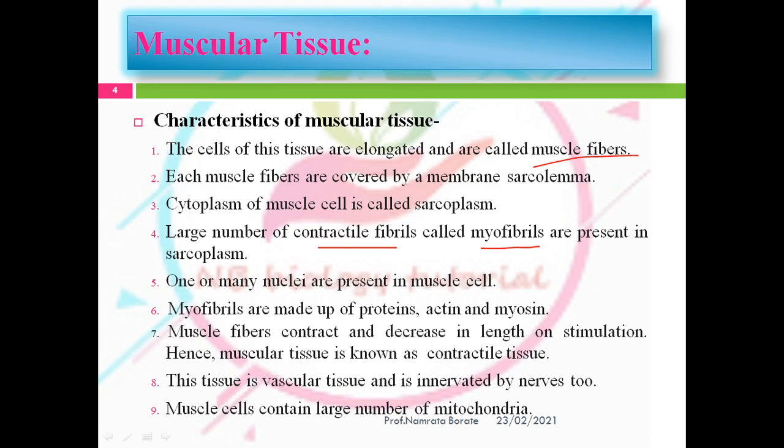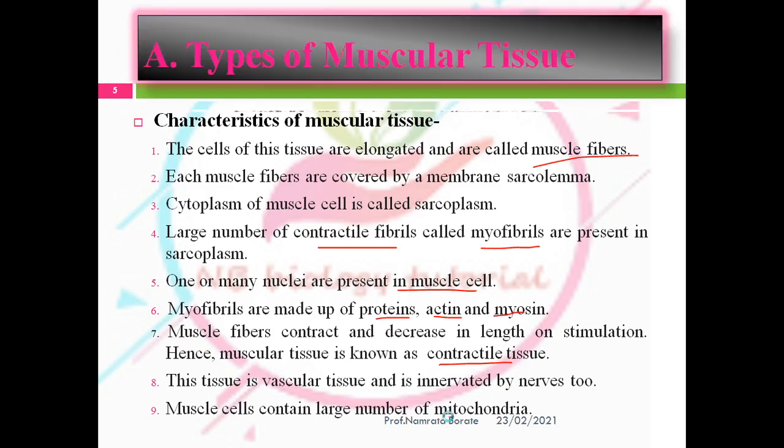One or many nuclei are present in the muscle cell. Myofibrils are made up of proteins called actin and myosin. The muscle fiber contracts and decreases in length on stimulation. Hence, muscle tissues are known as contractile tissues. These tissues are vascular and innervated by nerves too. The muscle cell contains a large number of mitochondria.